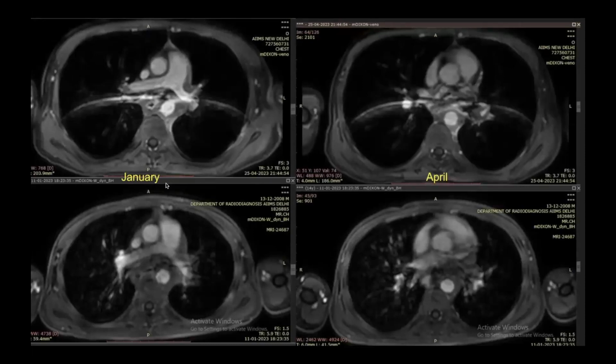So this is the January image. This is the April image. So you can see that the amount of soft tissue around the esophagus has reduced. The amount of soft tissue around the aorta has also reduced.